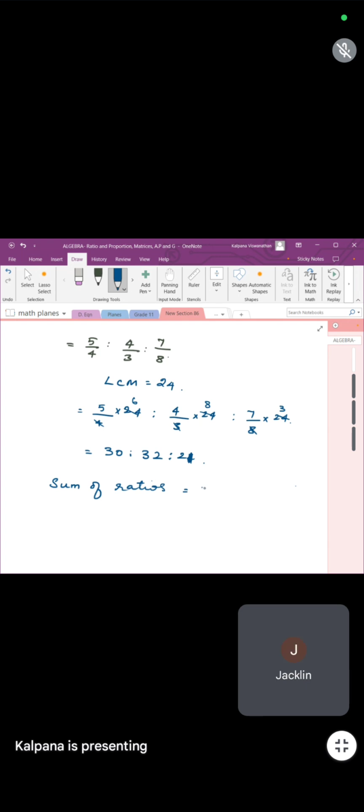133, miss. 30 plus 32 plus 21 equal to 83. Okay, the sum of the ratio is 83.